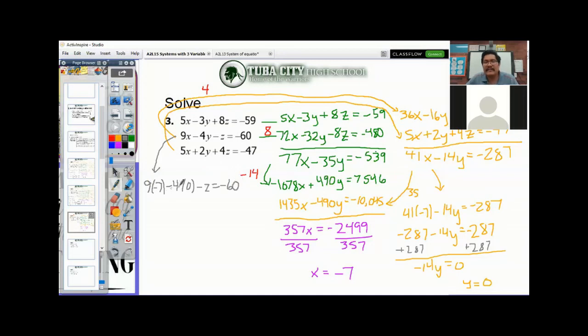Now, just like from the lesson where we were solving with standard form linear equations, if we have a term times 0, we just ignore that entire term. So this is going to be -63 minus z equals -60. So now I'm going to add 63 to both sides, plus 63, plus 63.